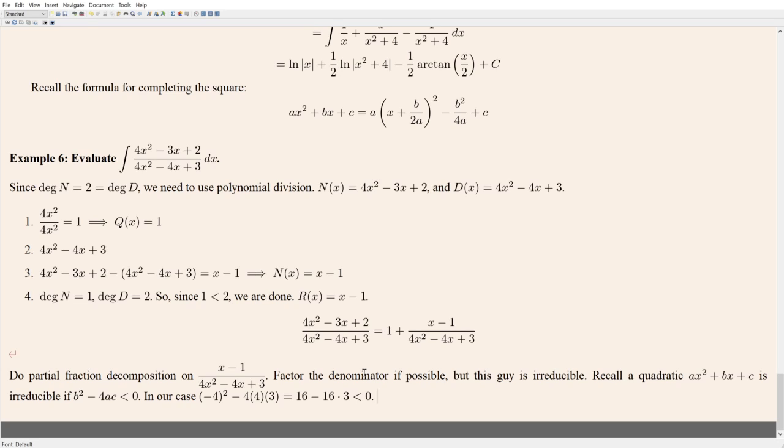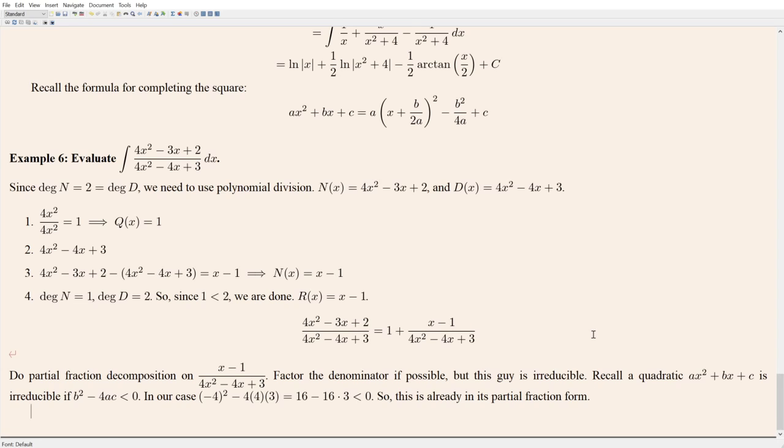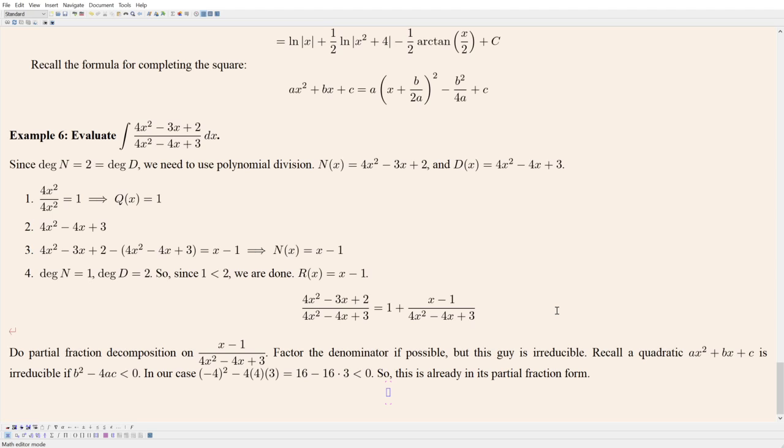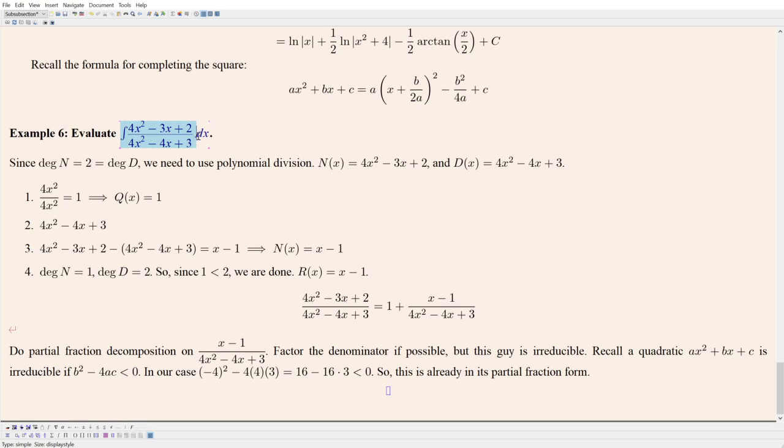There is no more to be done in terms of partial fractions. This is already in its partial fraction form. Indeed, notice that the numerator is linear. So the partial fractions have already been done. In this case, there's no more decomposition to be had. So now we just need to integrate this thing.